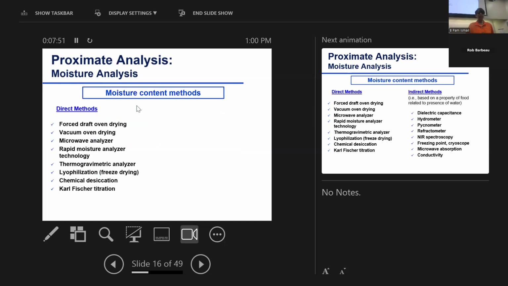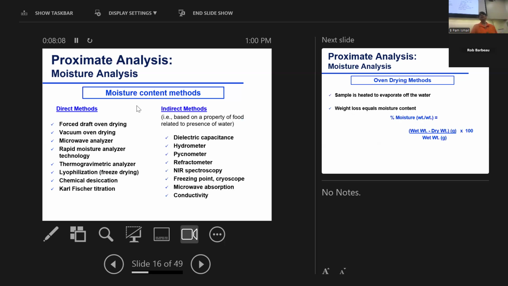Okay. For moisture content, we'll talk about moisture content and then we'll talk about water activity. There are so many methods that you can use to determine moisture content, the direct methods and the indirect methods. So the list is huge. Do you need to know all this? No. But you want to know a few examples.